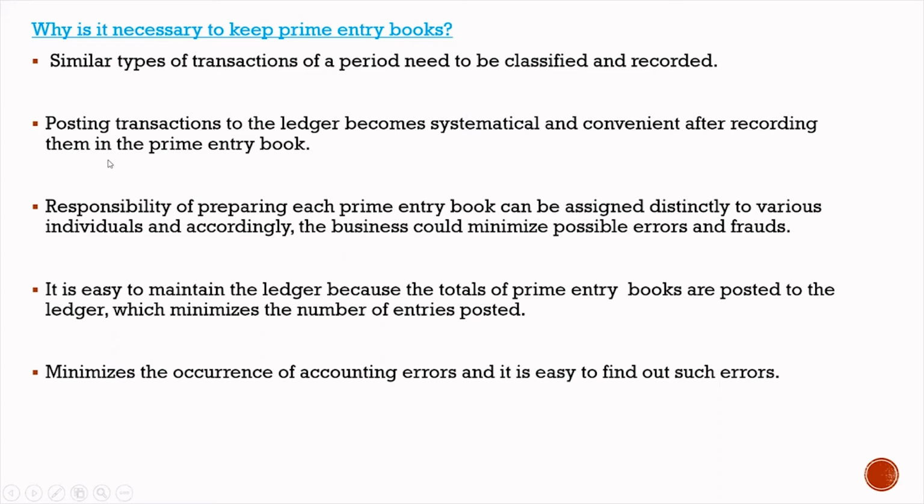The third reason is that the responsibility of preparing each prime entry book can be assigned distinctly to various individuals, and accordingly can minimize possible errors and frauds. So if it is only one person, he can mess up all these records. But since we are giving it to a group of people, a set of individuals, based on the types of transactions done, we can possibly minimize the errors and frauds.